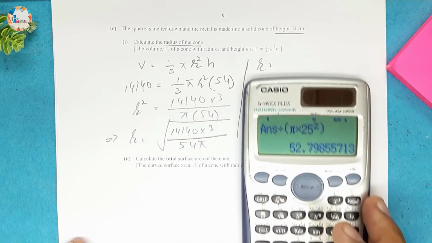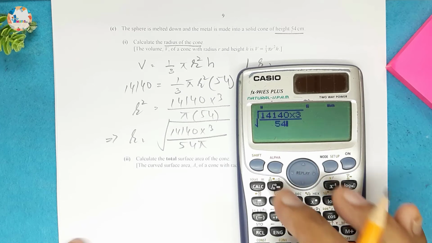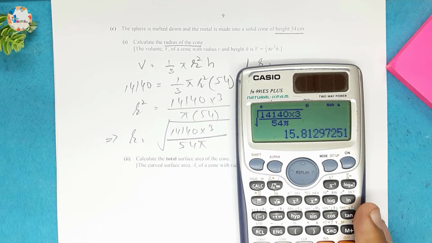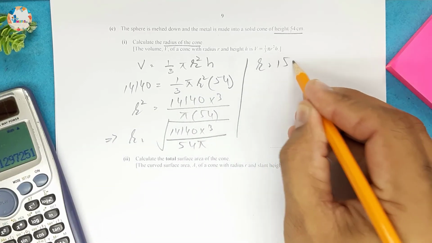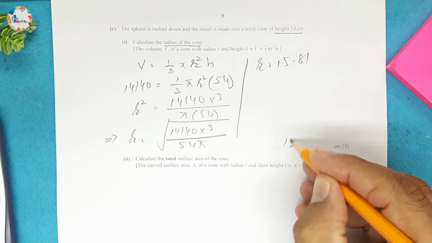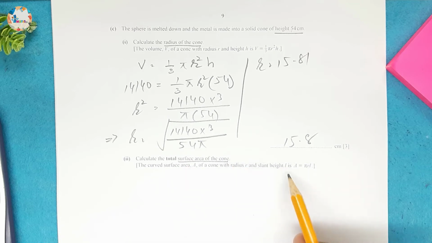So this will be root of fraction 14140 into 3 divided by 54 and pi, and this will result in 15.81. So 15.81, or to three significant figures, we can provide 15.8 as our answer. Calculate the total surface area of the cone and the surface area of the cone.